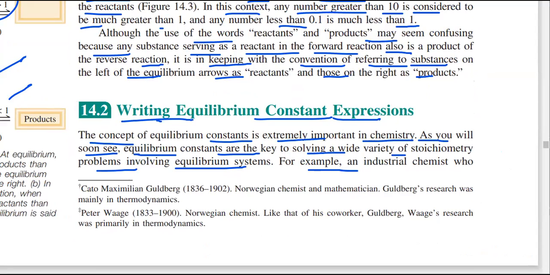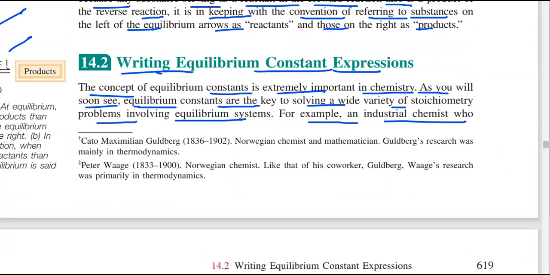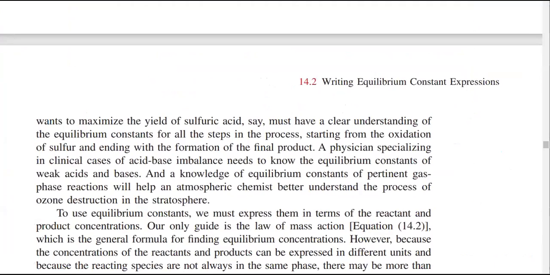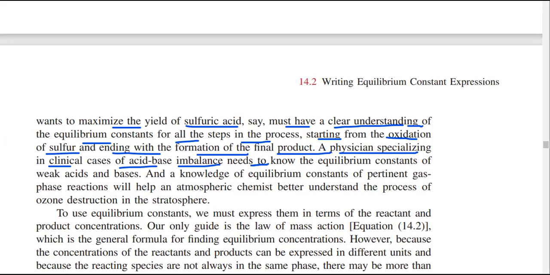For example, an industrial chemist who wants to maximize the yield of sulfuric acid must have a clear understanding of the equilibrium constants for all steps in the process, starting from the oxidation of sulfur and ending with the formation of the final product. A physician specializing in clinical cases of acid-base imbalance needs to know the equilibrium constants of weak acids and bases.